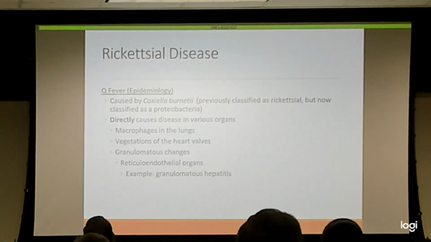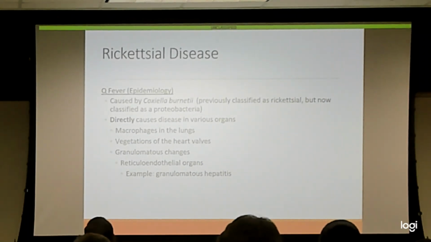Q fever, this is the only one that's a little bit different, right? Because this one can be inhaled or acquired by a tick bite. So it's a little bit different than some of the other ones. This does occur worldwide. The primary reservoir for these things can be sheep, cattle, or goats.